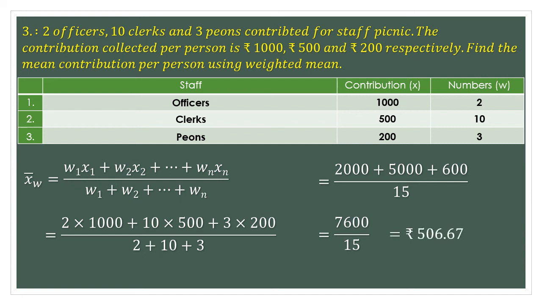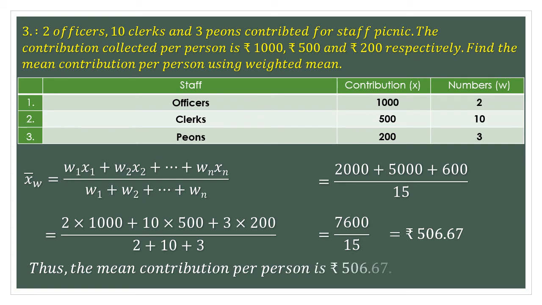The answer is rupees 506.67. So the statement here will be: the mean contribution per person is rupees 506.67. So the average contribution which you are supposed to calculate is rupees 506.67 per person.